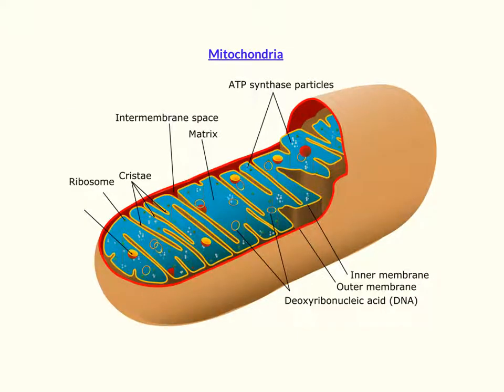The mitochondria is the site of cellular respiration. It produces the ATP energy molecule needed by the cell. There's an outer and an inner membrane.